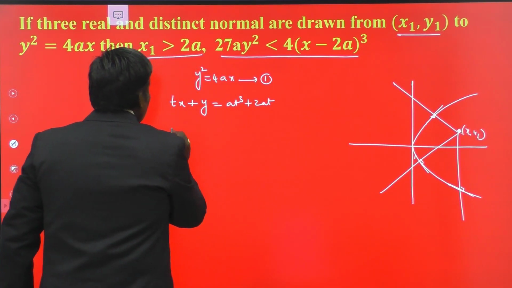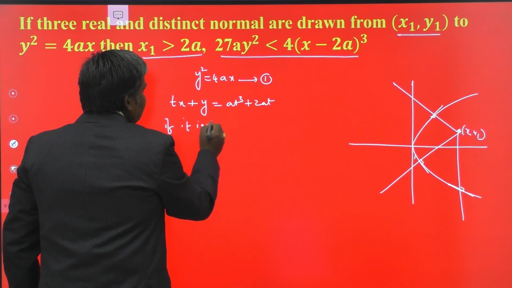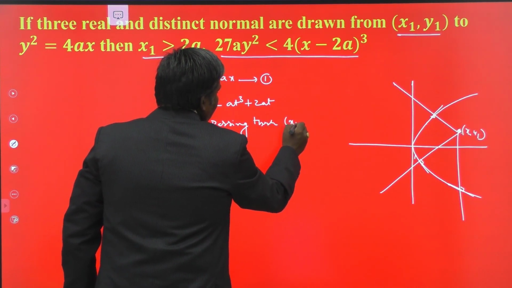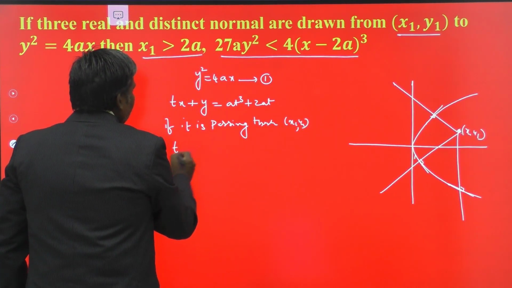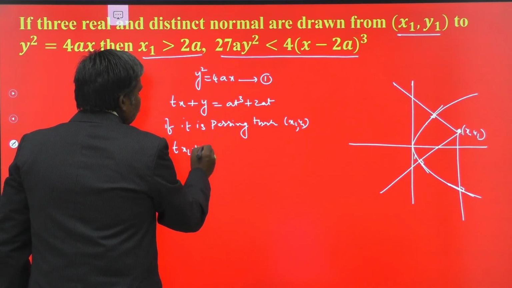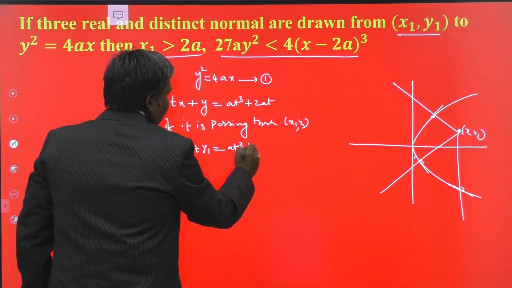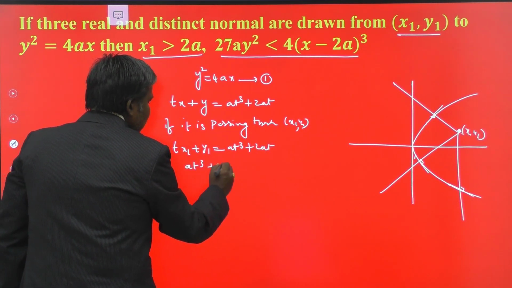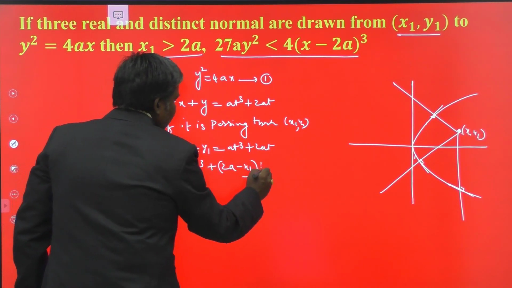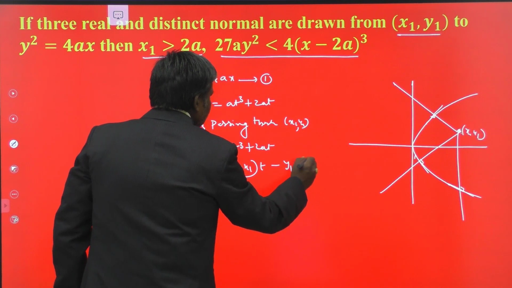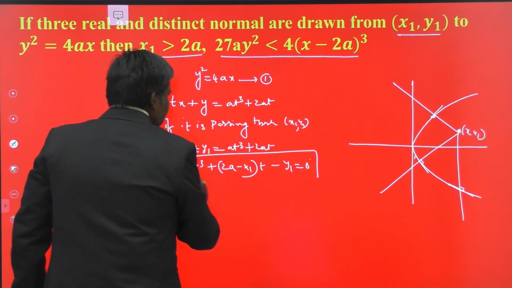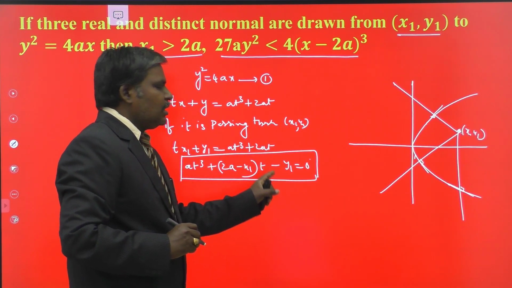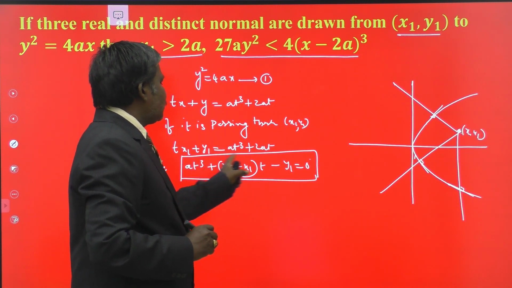So substitute (x1, y1). If it is passing through (x1, y1), what do we obtain? t·x1 + y1 = at³ + 2at. That means at³ + (2a − x1)t − y1 = 0. My dear students, it is a cubic equation in t. It has three roots, say t1, t2, t3. These are the roots of this cubic equation.